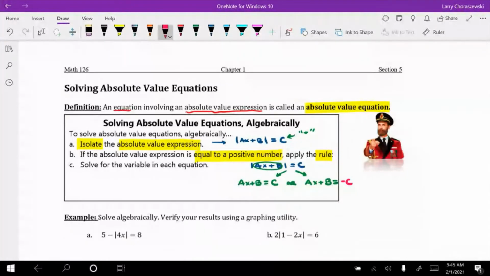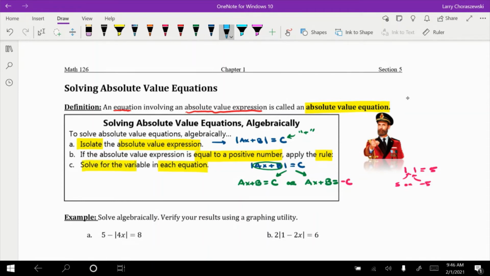Okay, and the reasoning for that is because when you have the absolute value of a number, it represents the distance away from zero. So let's say that we had an absolute value of an expression equaling 5, then there are two possible answers for what could be on the inside of the absolute value. We could have positive 5, or we could have negative 5, because both the absolute values of those equal 5. So you apply the rule, all right? And once you do that, you solve for the variable in each equation.